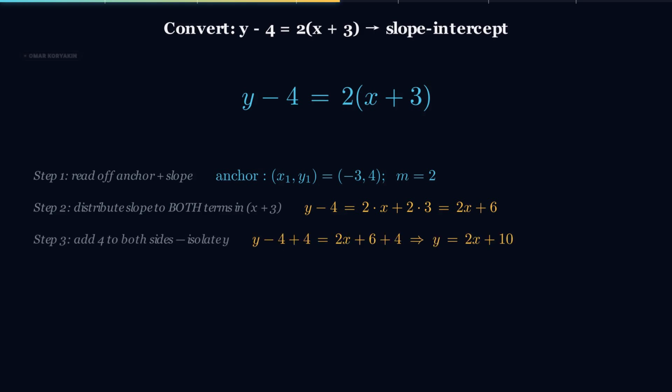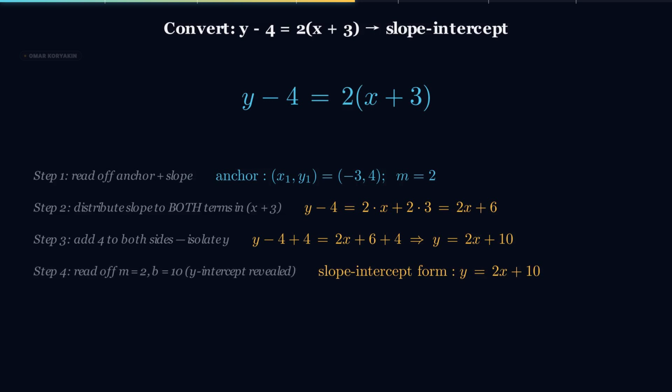Step 3. Read off the slope-intercept parameters. The slope is 2, matching the original m in the point slope form. The y-intercept is 10, which we did not have in the original because the anchor point was -3, 4 rather than 0, something. The conversion has revealed the y-intercept as a byproduct of the algebra.